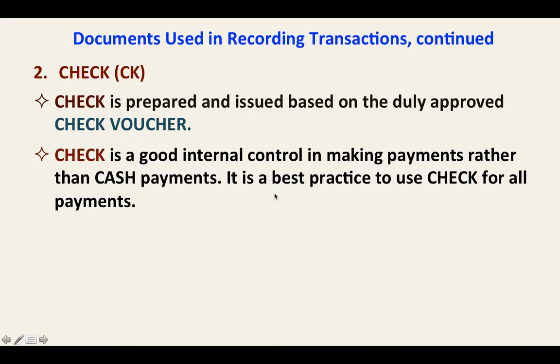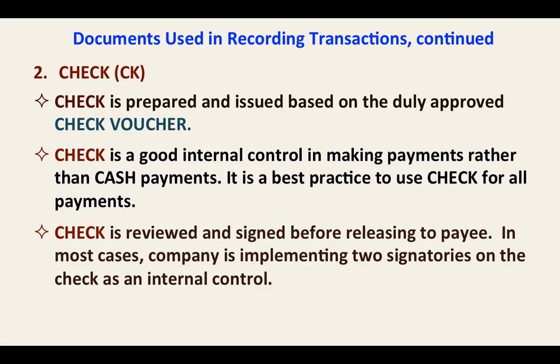So sa mga companies, bihirang-bihira, okay, na nagbabayad sila ng cash. So normally, they are making payments in the form of check dahil it's a good internal control. Kasi kailangan mo nang ma-review kung tama yung babayaran. Okay? Check is reviewed and signed before releasing to payee. In most cases, companies implementing two signatories on the check as an internal control. So kung mga big companies, okay, specifically on partnership and corporation, ang issuance ng check, kailangan may two signatories, internal control, para hindi lang isang tao ang nakakapag-issue ng check. Para yung in-issue check ay mag-check ng dalawang tao. Okay? Two signatories ang normally na kailangan. That's the minimum. Okay? Next.